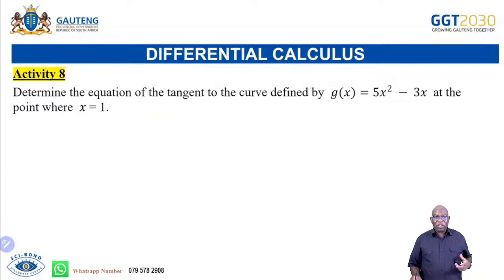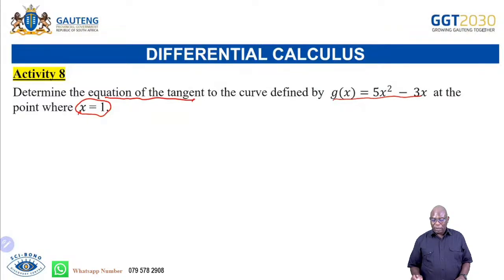All right. This is another question that is asked every year, but they changed it a bit sometimes. But if you understand how to approach this question, you'll be able to do all of those questions that they ask. The equation of the tangent with a curve defined by this at a point x equals to 1.